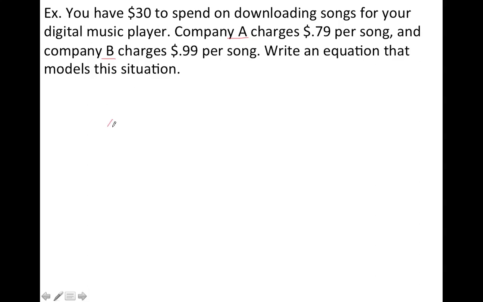So all you do is take Company A's value of what it costs per song, and since we're using x for Company A, we'll put x at the end, plus, and then we look at Company B, which is 99 cents per song, and we're going to use y, and we're going to set that equal to how much we have total to spend, which is $30, and we wrote an equation of a line.